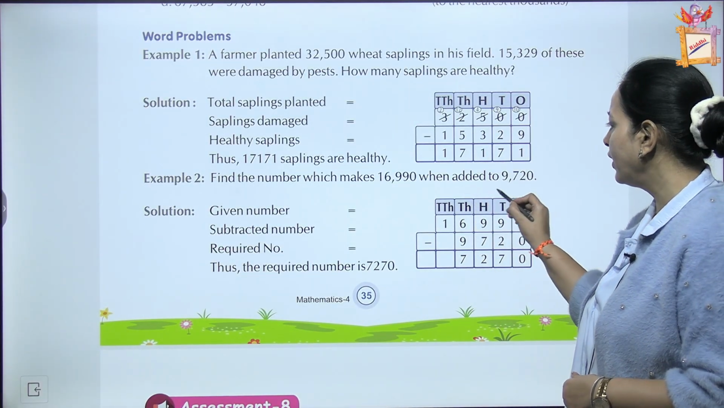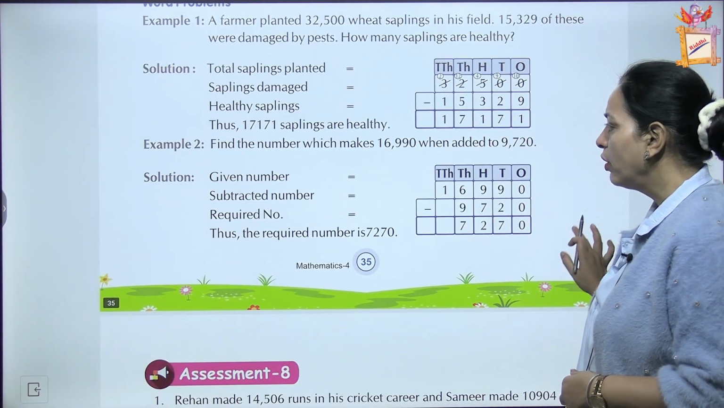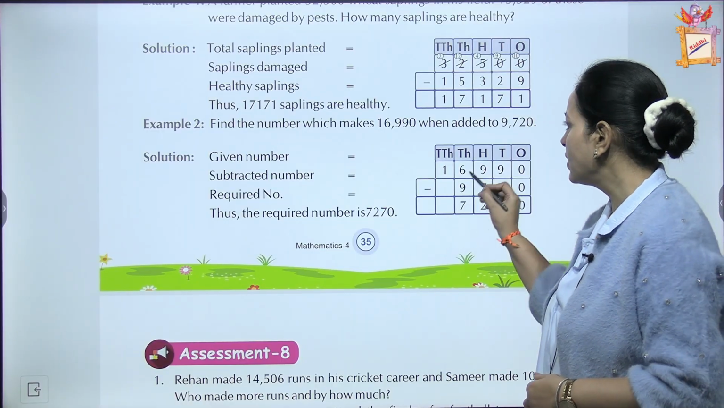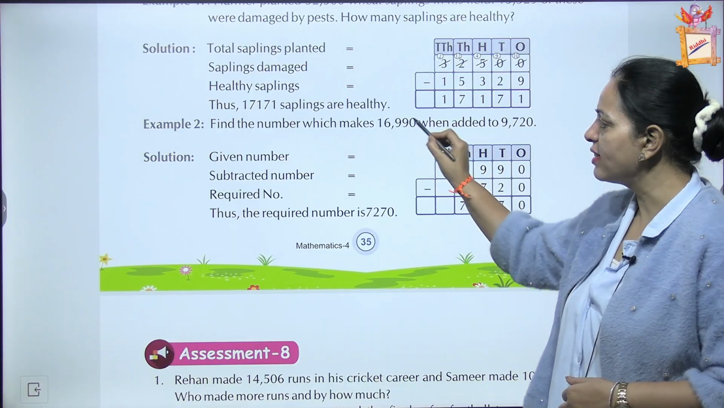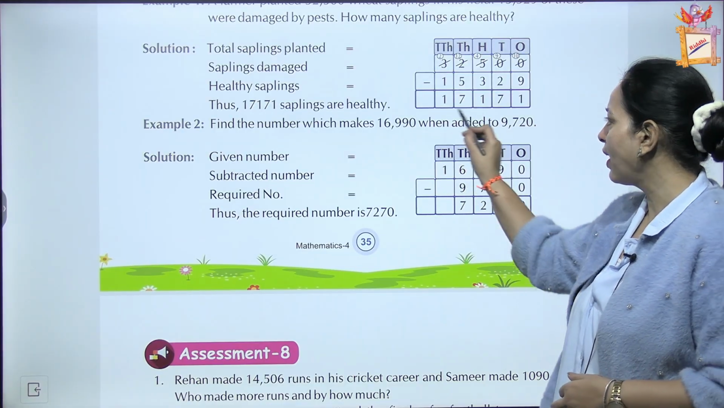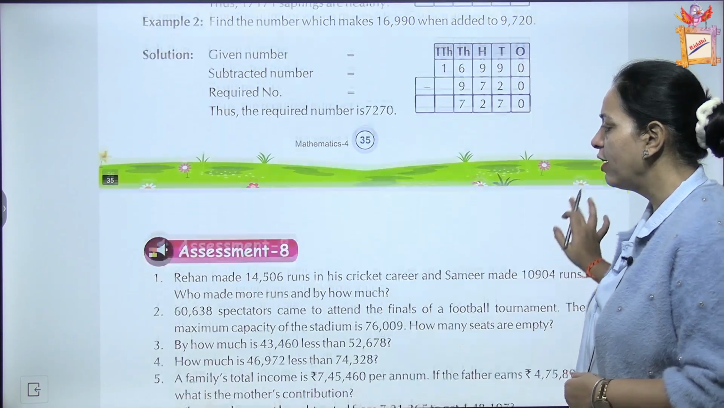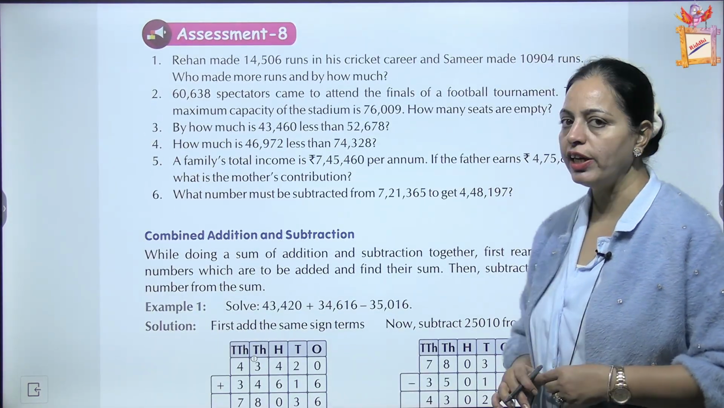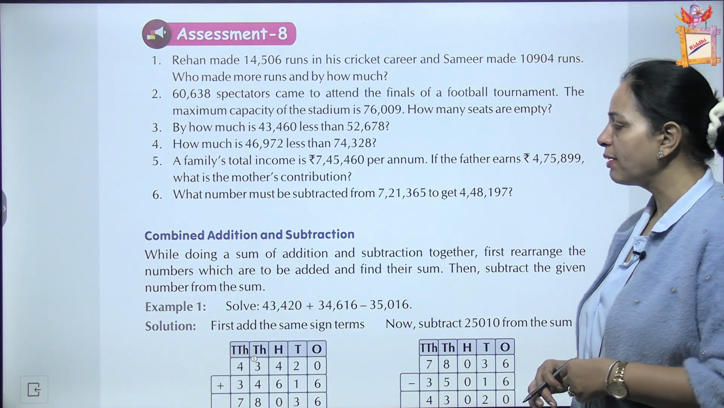Now example 2, find the number which makes 16,990 when added to 9,720. So given number is 16,990. इसमें से माइनस कर देंगे, यानी इसमें हम क्या ऐड करें कि ये आंसर आ जाए. So this minus this, so 7,270.